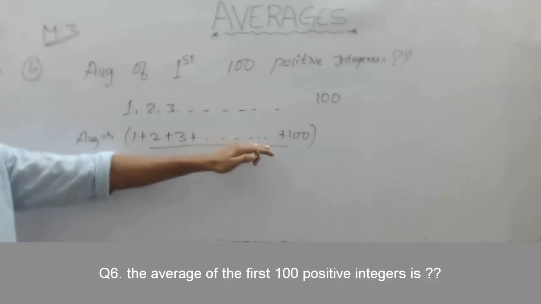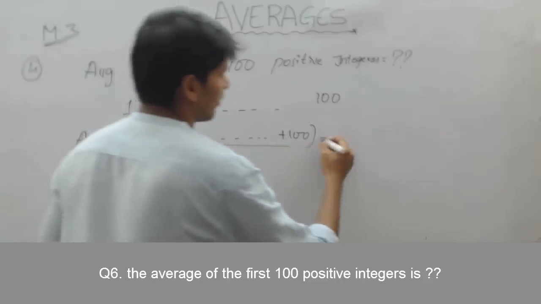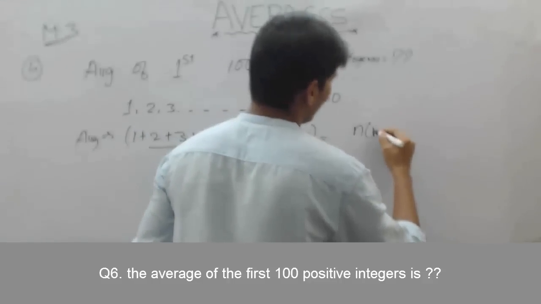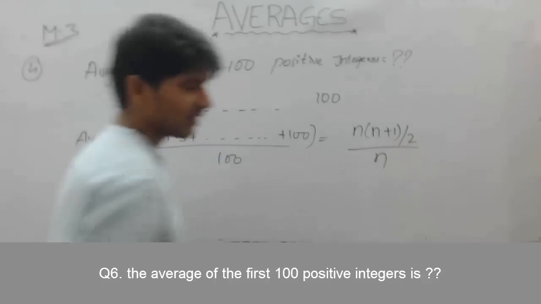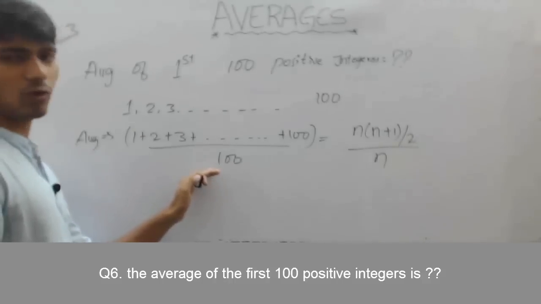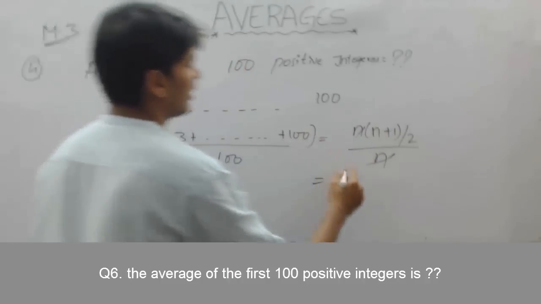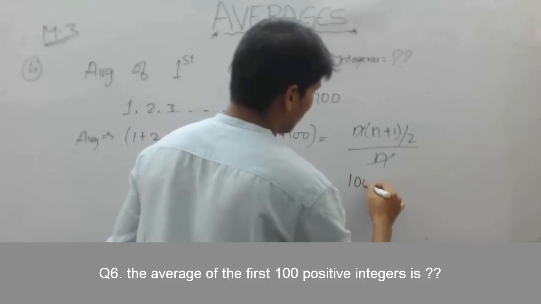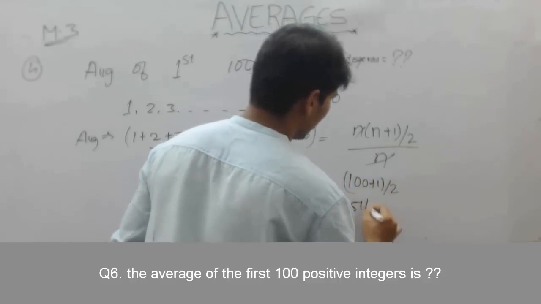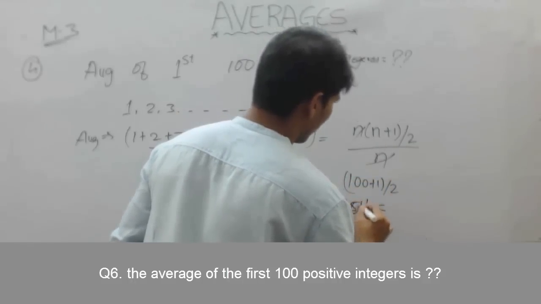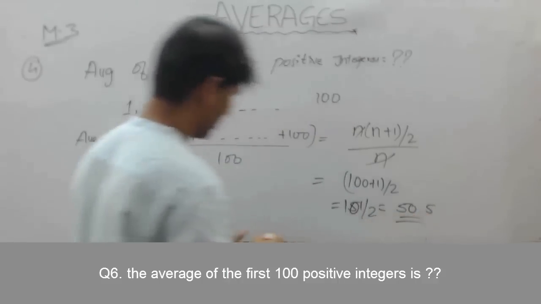So here what we know is the formula for the sum of the first n natural numbers, that is n into n plus 1 by 2, divided by n. Is it this formula? So n will get cancelled. So n is 100, that is equal to 100 plus 1 divided by 2. So 101 divided by 2 is equal to 50.5, which is our average.